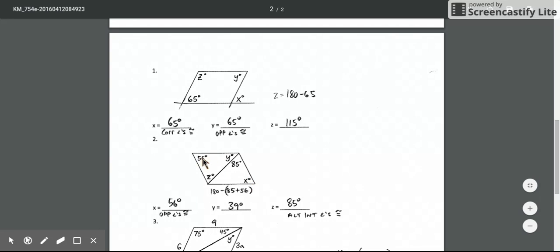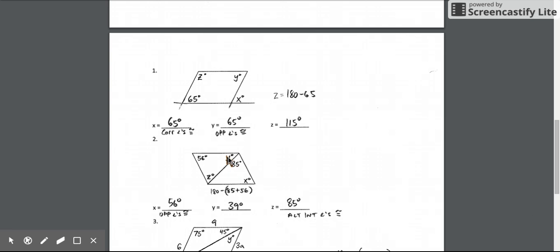solving for x is just using that property that opposite angles are the same or congruent, so x must be 56. To solve for z, if we identify those 2 angles right there as alternate interior angles based on these top and bottom parallel lines, then z must be the same as 85.